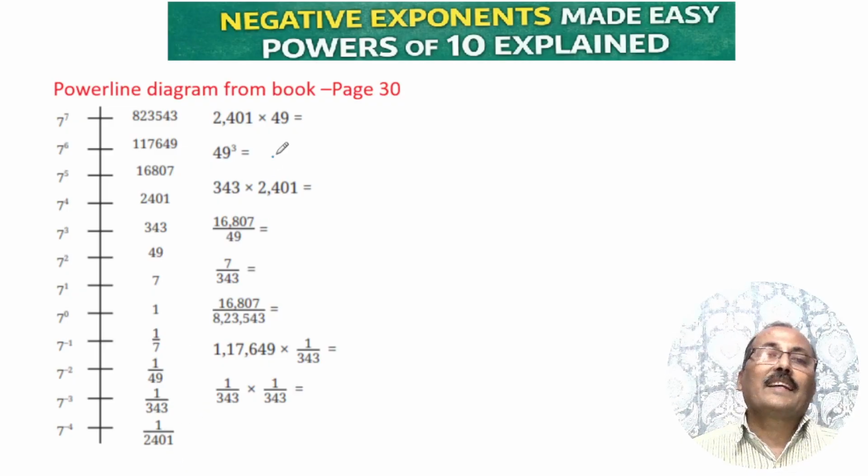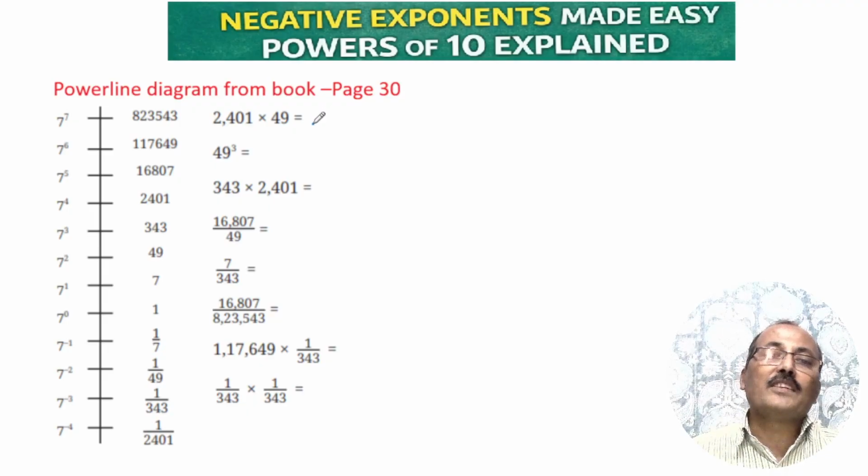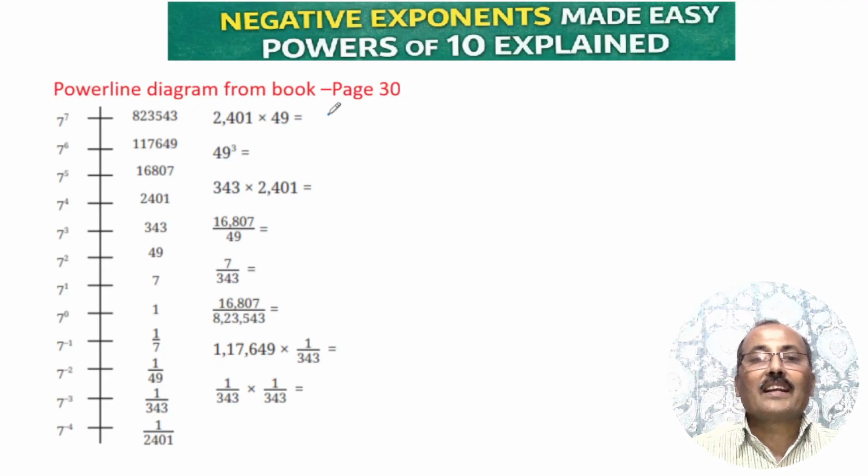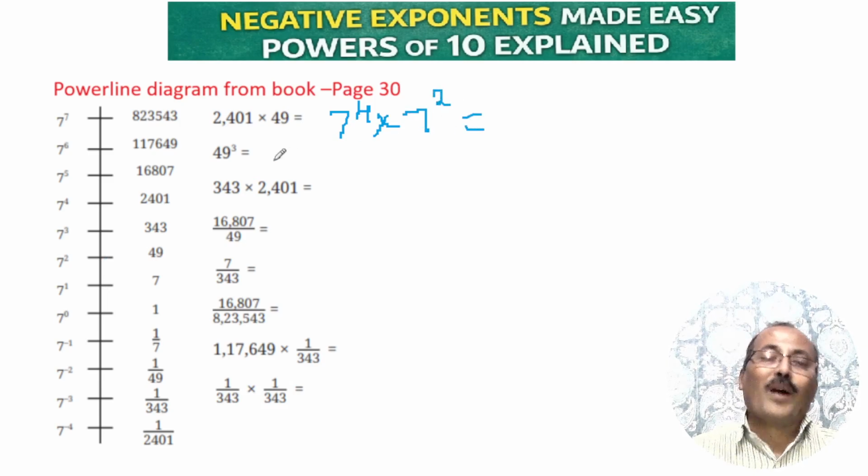Now what they are asking, they are asking to multiply these two. 2401 into 49. Where is 2401? Here it is. 2401 is nothing but, I am just putting the tick here, it is 7 to the power of 4. And what about 49? 7 to the power of 2. That's all, called power line. So what is this power line? They are giving the help. That line is being given. If not, we have to multiply all these things and work out.